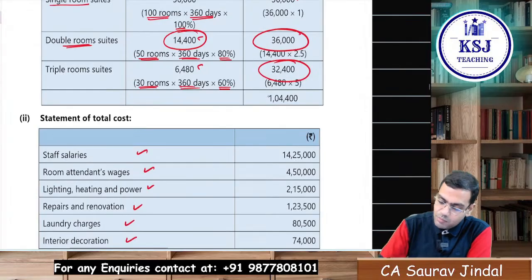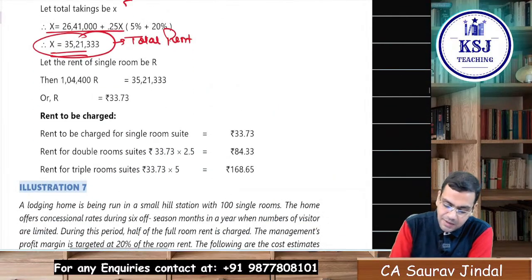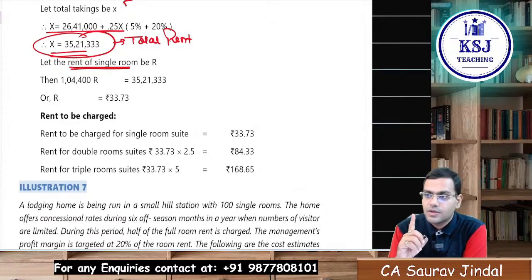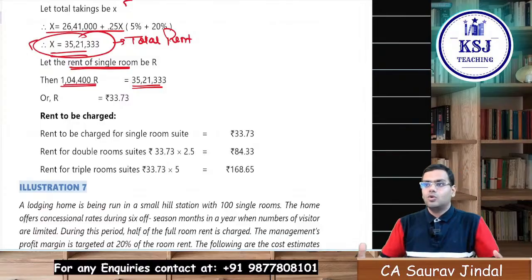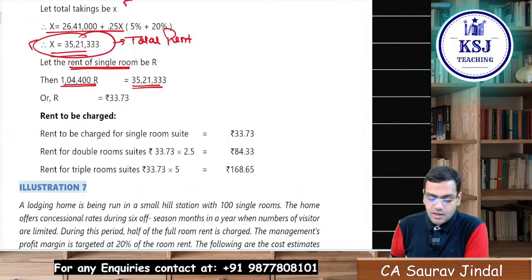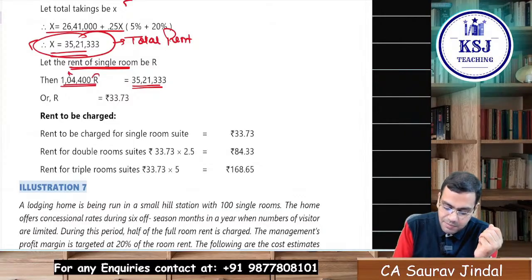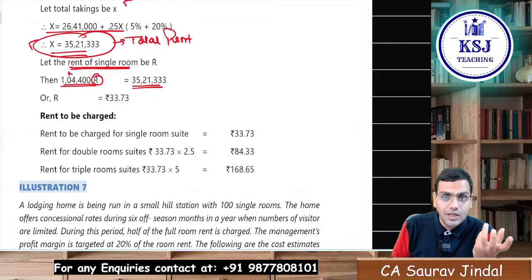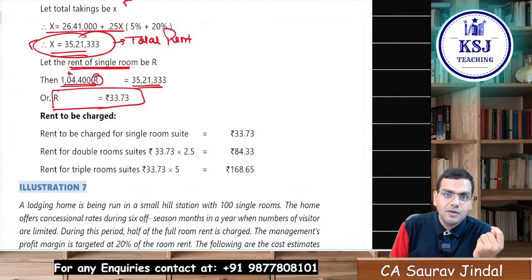He says total number of rooms are 10440, right? This is the total number of rooms. Let R be the rent of the single room. So 104,400 R should be equal to the total rent that you are charging, isn't it? This 3521 is the total earnings, the total rent that you are receiving. So if you want to calculate it for one room, number of rooms multiplied by the rent per room is equal to the total rent. From here you will be able to calculate the value of this R, right?